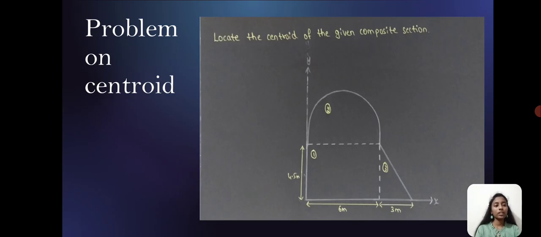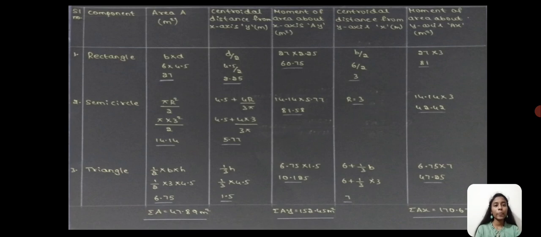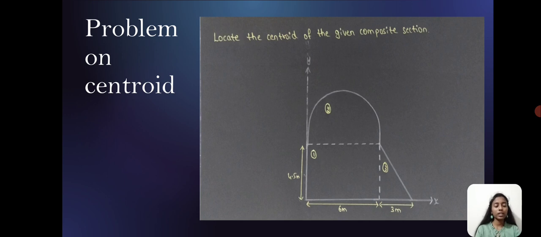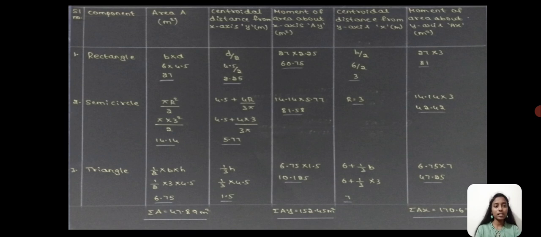Let us consider the first component as rectangle. Then the area of rectangle is B into D. Here breadth of the rectangle is 6 meter and the depth of the rectangle is 4.5 meter and the area is 27. Centroidal distance from x-axis is d by 2. Depth of the rectangle is 4.5 divided by 2, that is equals to 2.25. Now we have to multiply area and the centroidal distance from x-axis. Here we got area as 27 and the centroidal distance is 2.25. By multiplying that we get 60.75 as the moment of area about x-axis.